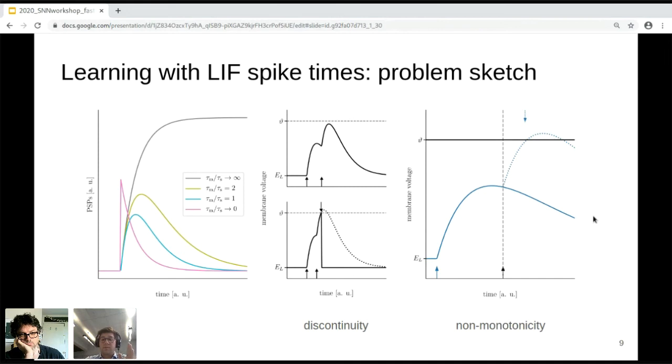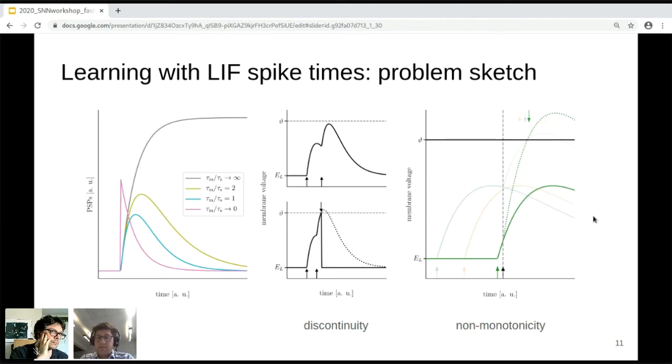Now, if we move the blue input arrow to later times, like this, then we see that the spike time that comes out of this is earlier than before. So moving the input spike time to a later time produced an earlier resulting spike time. Now, if you go even further and move the spike even further back, then the output spike time decreases again. So one action of moving the input spike time to later times produced different results depending on what the current scenario was. And this is, well, non-monotonicity in spike times.